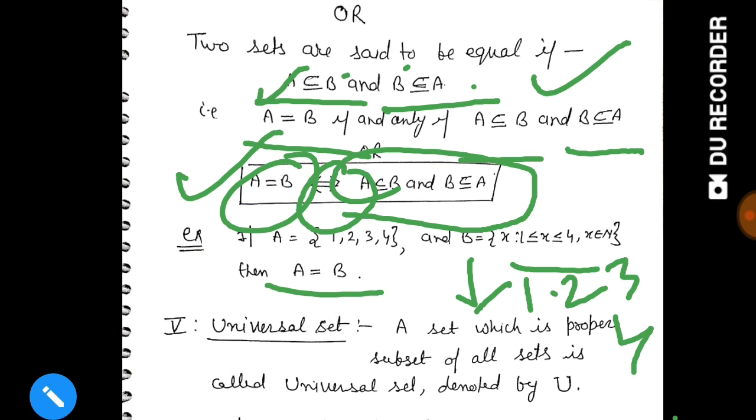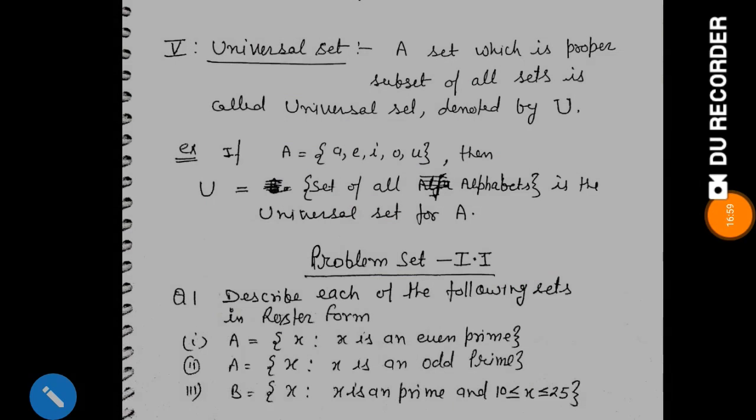What is a universal set? A universal set is a set that is a superset of every set, the biggest set, is said to be a universal set. Let's read the definition: a set which is a proper subset of all sets is called the universal set, denoted by U. The main thing is the notation is U. So the universal set is denoted by U. It is a set such that all sets are contained in it. This is called a universal set.